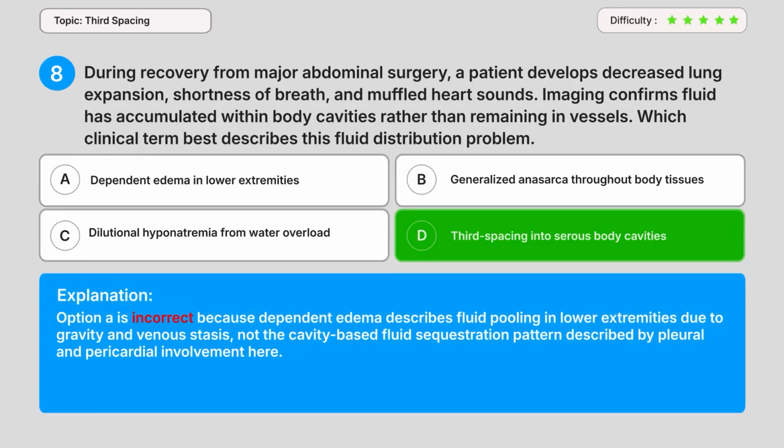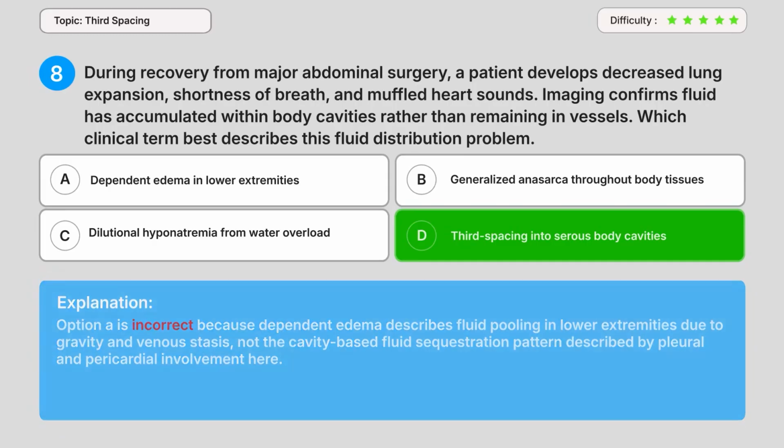Option A is incorrect because dependent edema describes fluid pooling in lower extremities due to gravity and venous stasis, not the cavity-based fluid sequestration pattern described by pleural and pericardial involvement here.